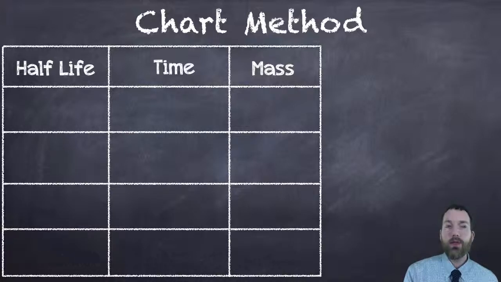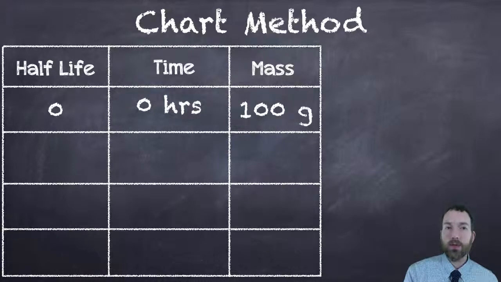The first thing you need to do in your chart is make columns for the important information. This question told you about the time that was involved and the mass. They gave you the original mass, and we're asking you what mass remains. And you're always going to need to include half-life. This is how you're going to figure out how far down the chart you need to go. Whenever we do the chart method, we always start off at 0 half-lives. So no time has gone by, and the original mass is present.